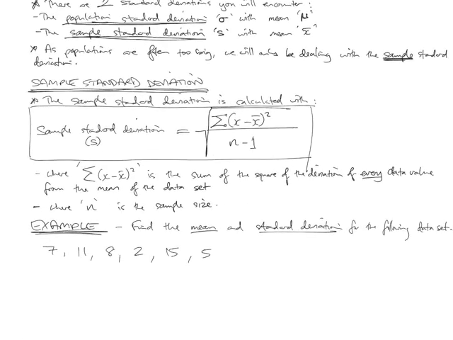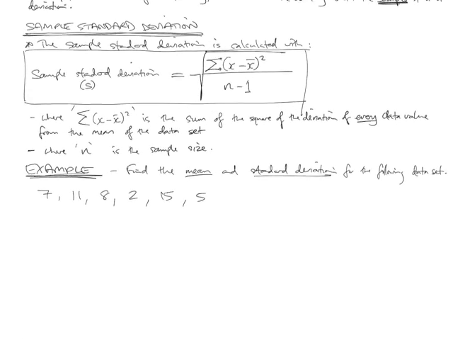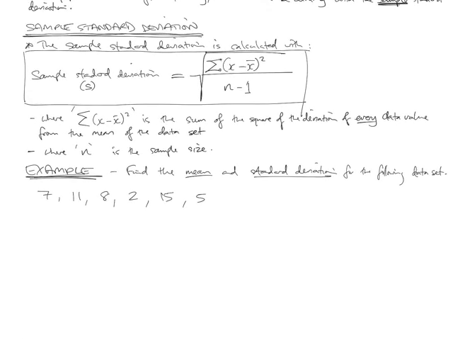So this is where we get to the complicated part, the maths part of it. Sample standard deviation is calculated with this: S equals the square root of all of this, and underneath the square root is the sum of (x take x bar) all squared, divided by n take 1.